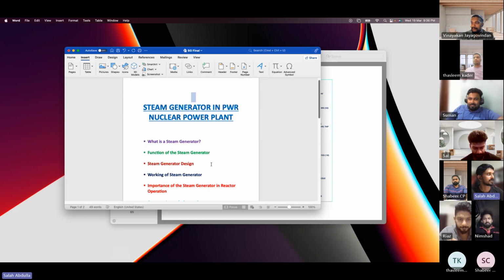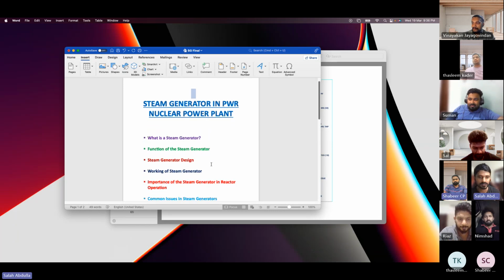So this is, then, how a steam generator works. The reactor coolant will enter through the primary inlet and exit through the outlet, and meanwhile the feed water will enter through the feed water nozzles, and steam is produced. That is the working of a steam generator and how steam is produced in it, and it passes to the turbine island, which drives the turbine, and electricity is produced.